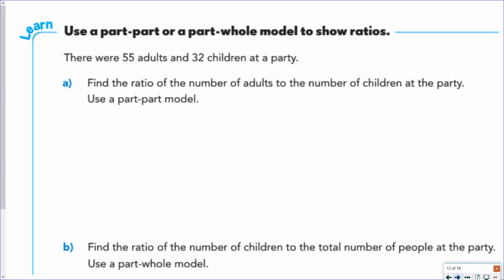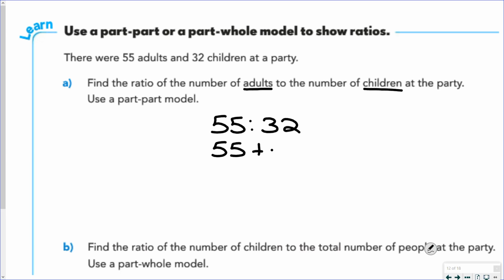So in a situation where we have 55 adults and 32 children at a party, we want to find the ratio of the number of adults to the number of children at the party. So number of adults is listed first, so that would go first, and our ratio would be 55 to 32. And again, you can write it any one of these three ways. And this is called a part-part model. And the reason it's called a part-part model is neither of those terms represents the total number of people at the party.